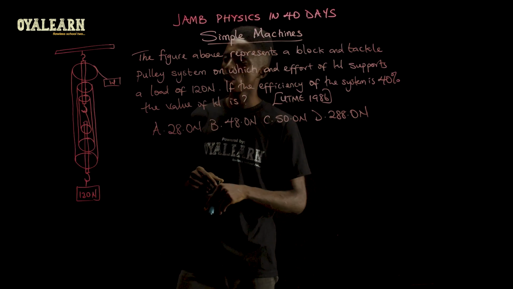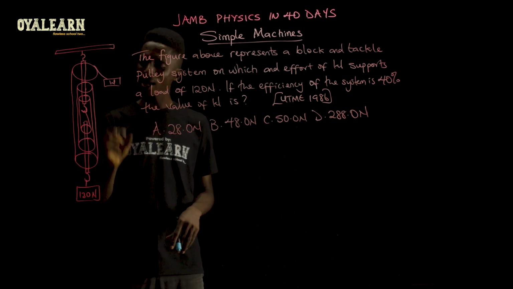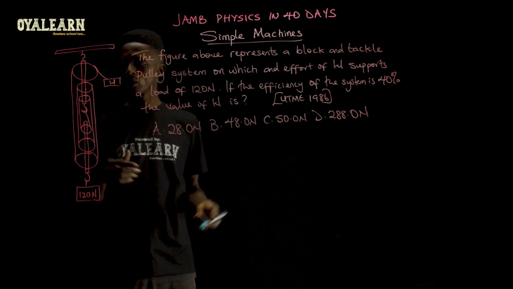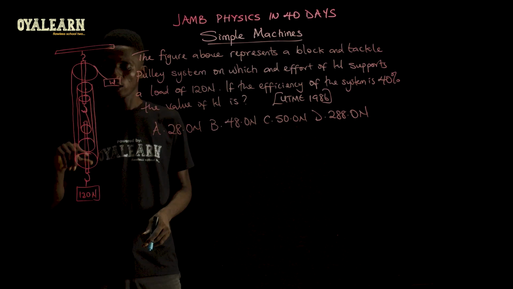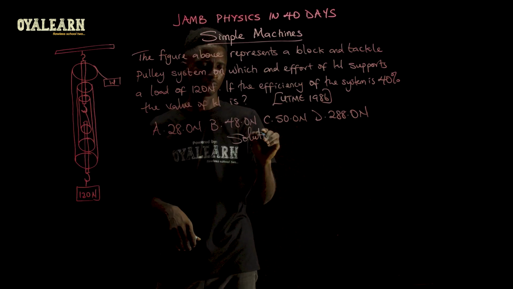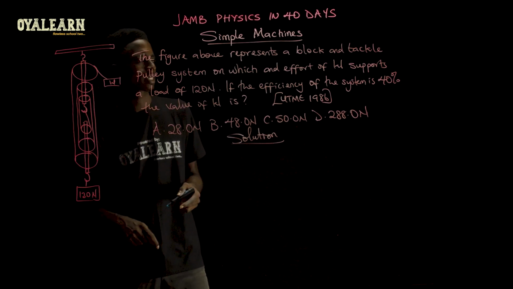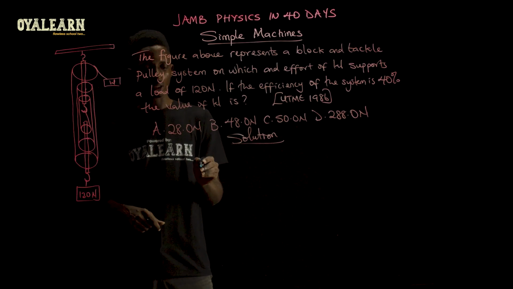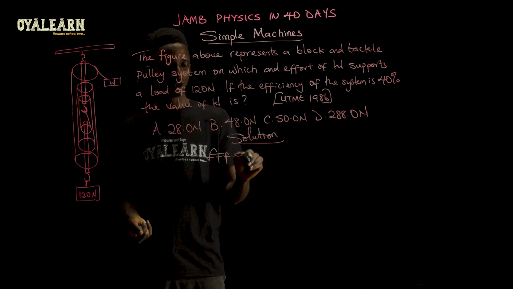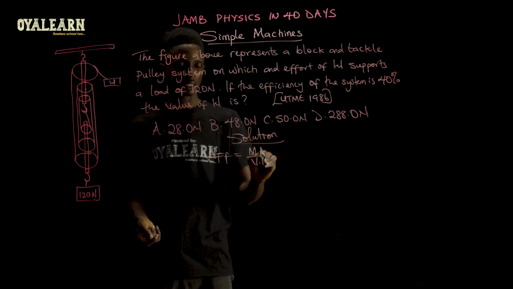Now, in this question, we are to find the value of W, that is the effort required to pull this load of 120 newtons in this block and tackle system, which consists of 6 pulleys. So let's solve it. Now, the efficiency of the system is given as 40% according to the question. And so, applying the formula, efficiency equals mechanical advantage over velocity ratio.